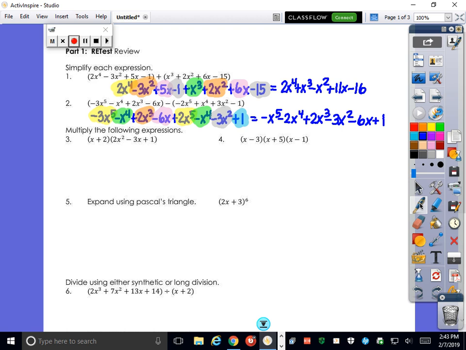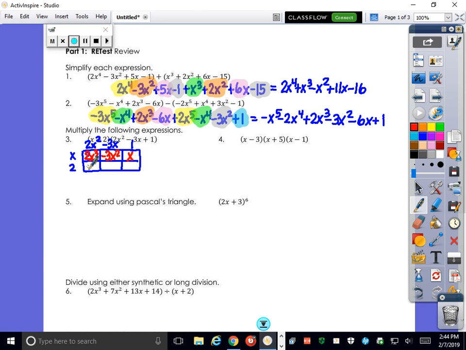Okay? All right, number 3, we're going to multiply that out, which means we can either do the box or you can do distributive property. That's entirely up to you how you want to do that. I'm going to go ahead and do the box because the majority of my kids like the box. So if I multiply 2x squared times x, I get 2x to the third. X times negative 3x is negative 3x squared. X times 1 is x.